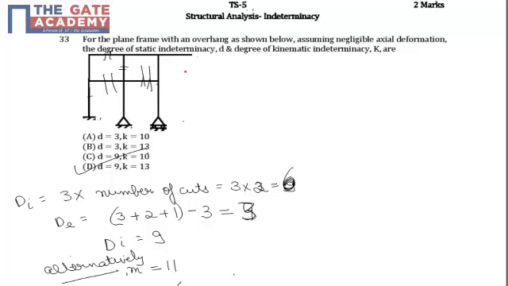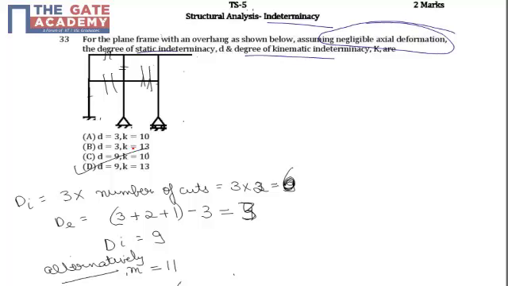Hello students, the following question is a 2 mark question from the topic of indeterminacy, and it is somewhat similar to a question that we encountered before in this test also. Here it is asked: what is the degree of static indeterminacy and degree of kinematic indeterminacy for the plane frame as shown in the figure? Also it is given to assume negligible axial deformation.